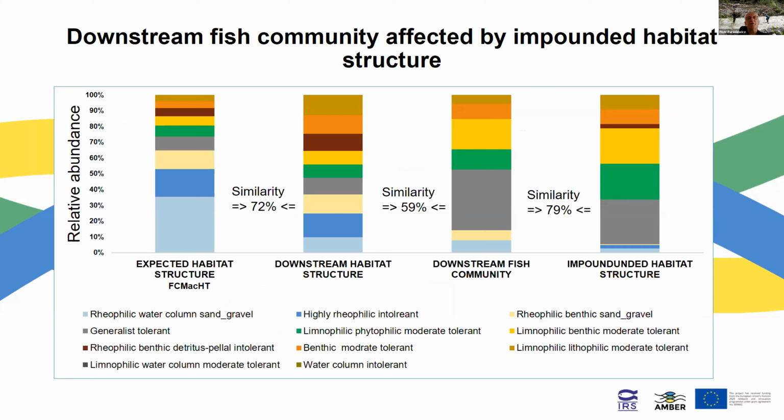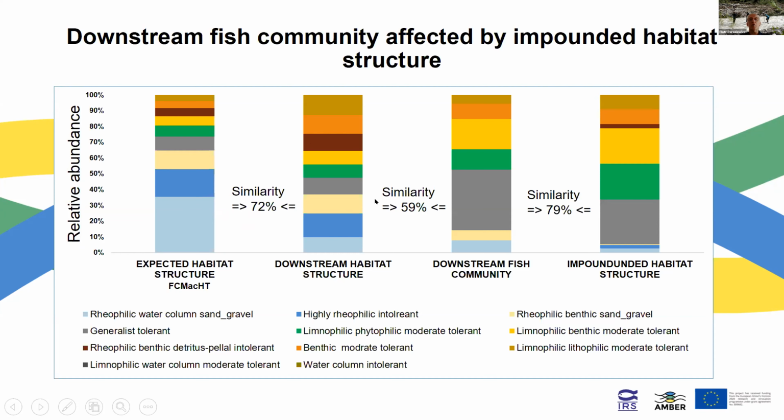One very interesting discovery that our model helped us to discover was that the expected habitat structure, the one calculated from this large scale model, does not match very well the existing habitat structure downstream of the dam, where the river is not very highly regulated, so you would expect a much closer match. In this comparison of similarity, everything below 70% is already pretty poor. So this is 72% similarity.